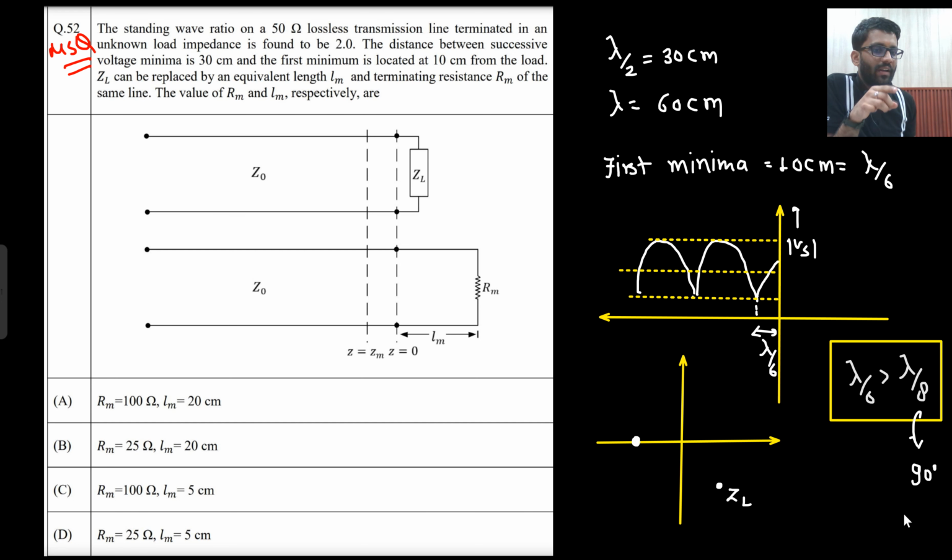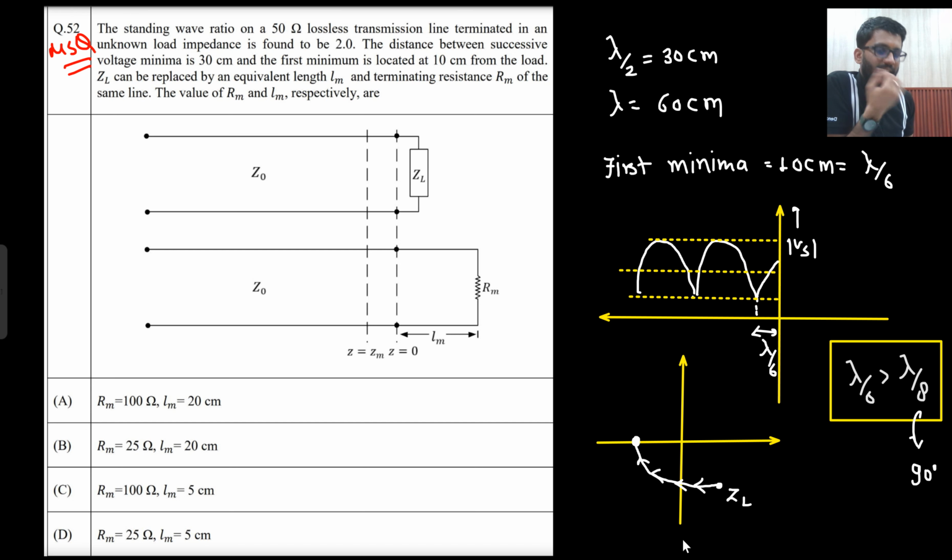So you need to cover more than 90 degree distance to reach your minima. This will be my minima. So I need to cover more than 90 degree distance. This much angle is 90 degrees, so I need to cover more than 90 degree distance. That means I have to be somewhere here, right?